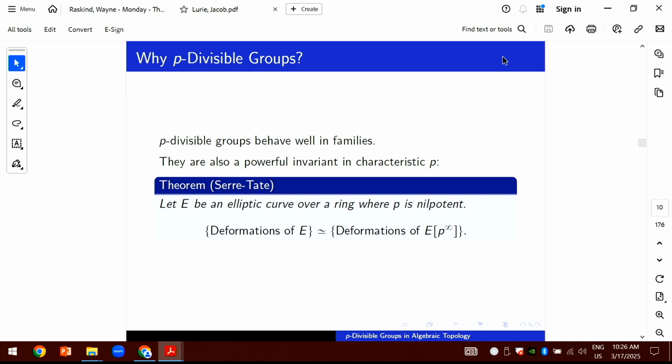And here it's important that I'm talking about the p-divisible group and not just things like the Tate module and the formal group. You need to know not just those two ingredients individually, but also the extension between them, which is what the p-divisible group remembers.